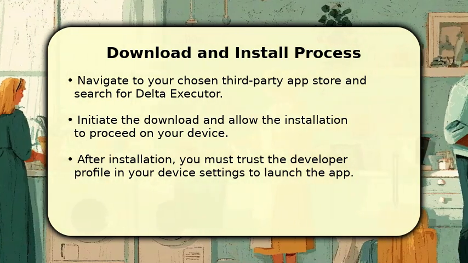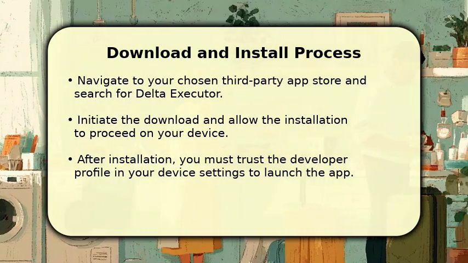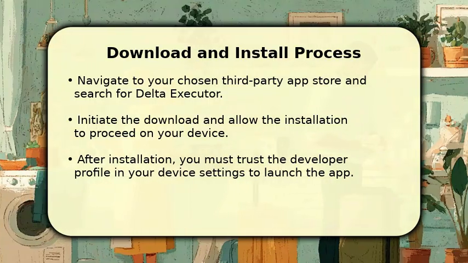Once your device is prepared, open your chosen third-party app store and locate the Delta Executor application. Tap the download button, then follow the on-screen prompts to begin the installation. This process typically takes 1 to 2 minutes, depending on your internet speed.